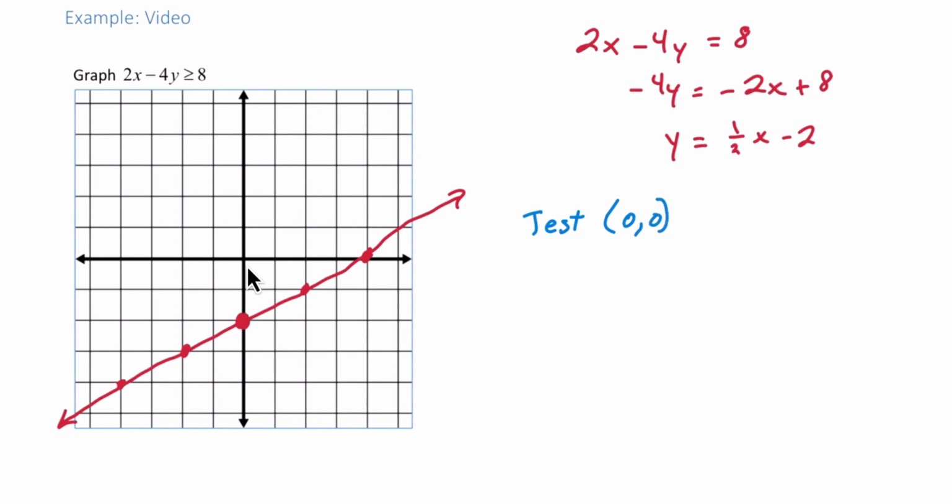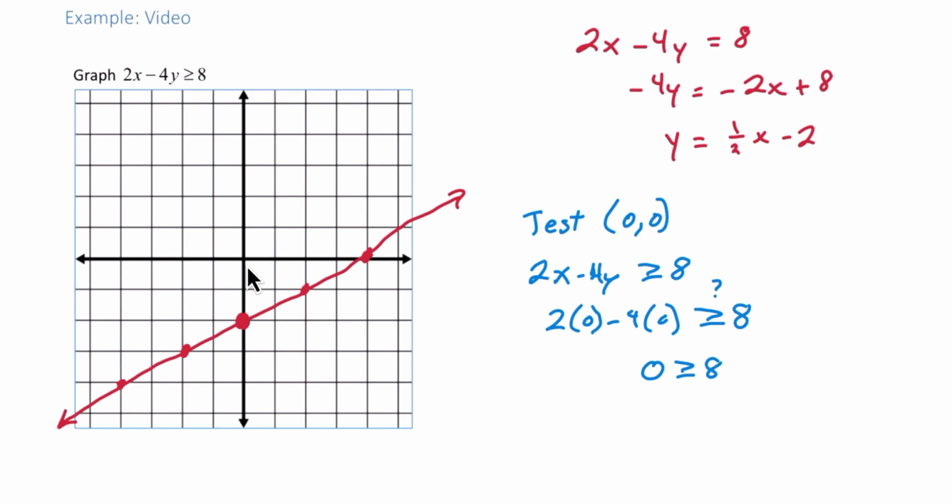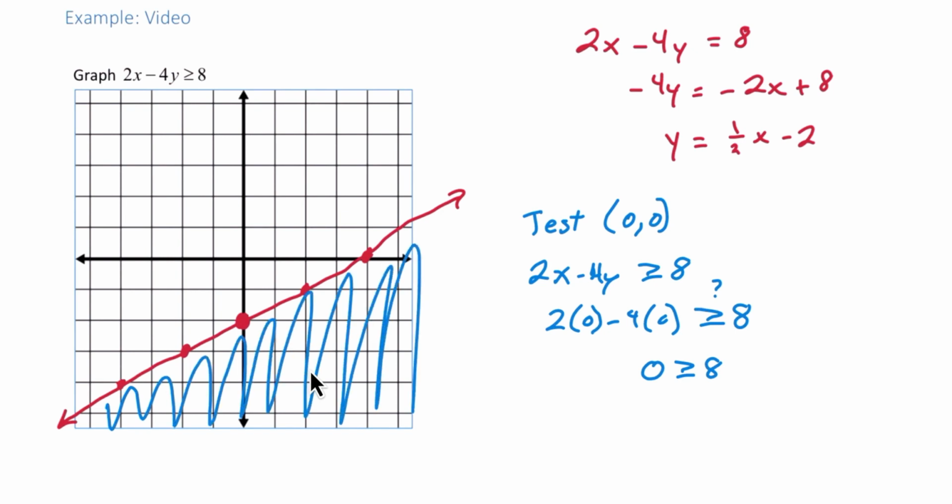We're always going to test in the original inequality, which is 2x minus 4y is greater than or equal to 8. Plug in your test point. And we're asking, is this a true statement? 0 is greater than or equal to 8. That's a false statement. We chose this point and it was false. That means the other side has to be true. So everything below the line is part of our solution set.